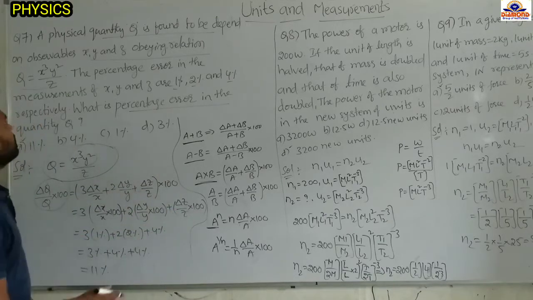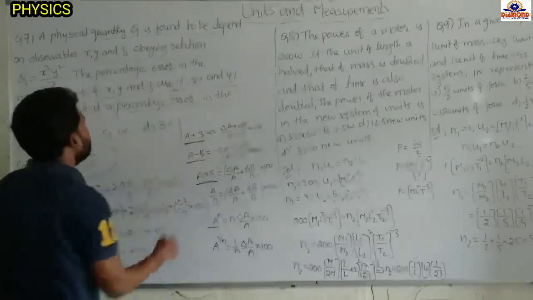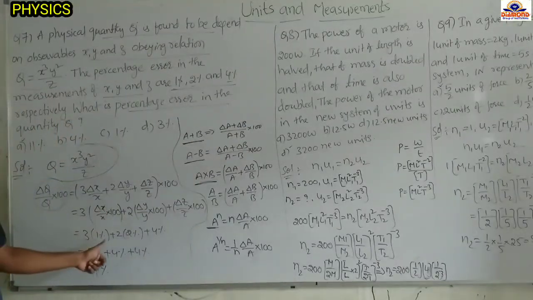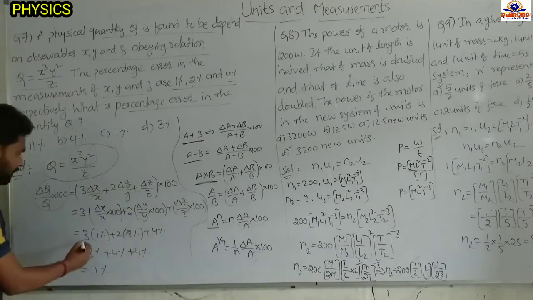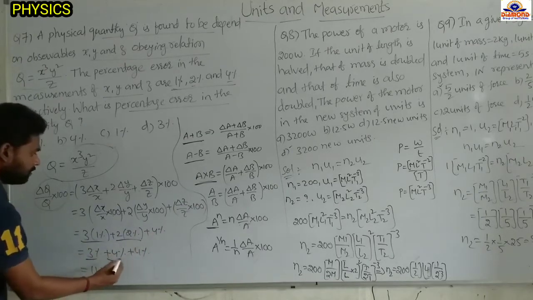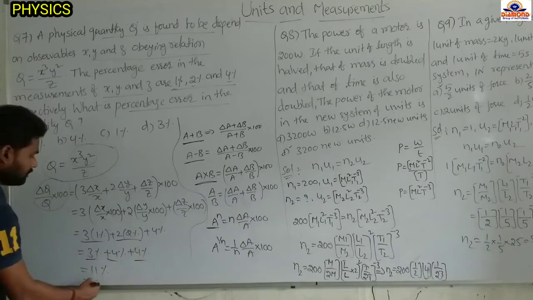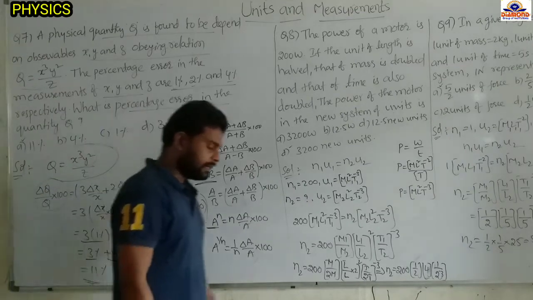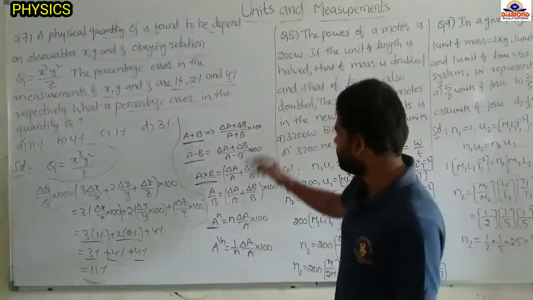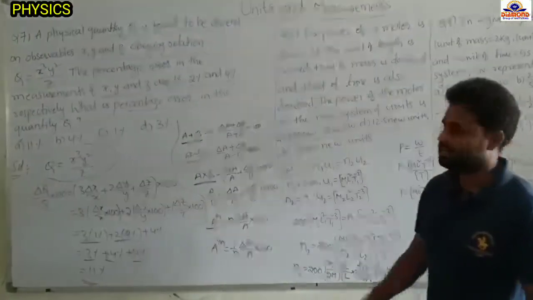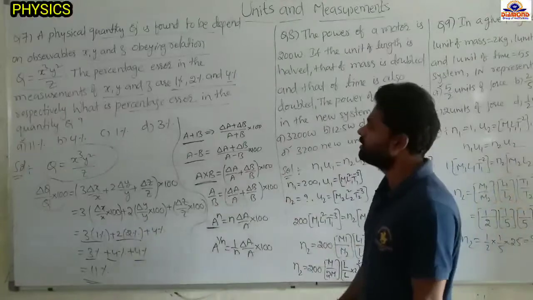The given percentage errors: x's percentage error is 1%, y's percentage error is 2%, z's percentage error is 4%. Now 3 into 1 is 3, 2 into 2 is 4, and 4 also, total is 11%. So the percentage error in Q is 11%. So in this way we have to solve the problem. Remember, this one we can get very easily. Easy questions we can expect from this chapter.